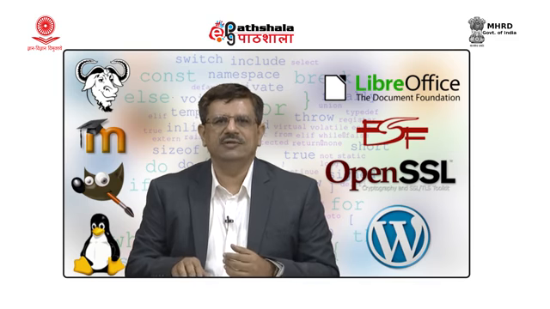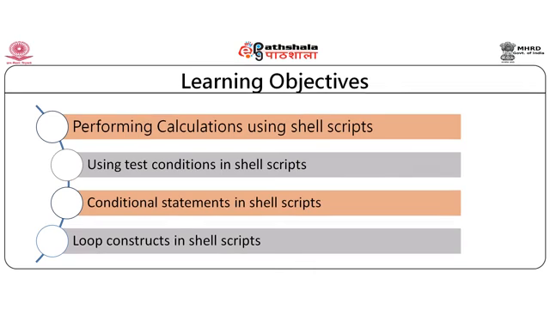Our learning objectives for this module are: we will see how to use calculations within shell scripts. There are 4 different ways of using calculations. I will explain those ways of calculations. Later, we will see how to use test conditions within the shell scripts. Then we will see how to use conditional statements like if, else and case structure in shell scripts. And finally, we will explore different loop constructs like while loop, until loop and for loop in the shell programming.